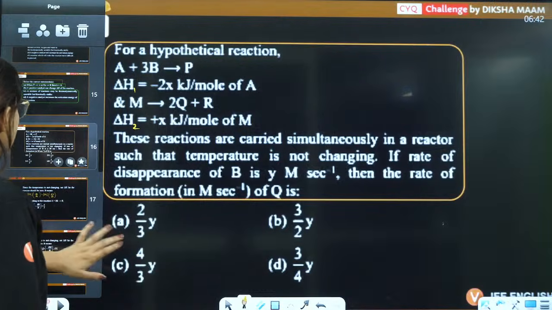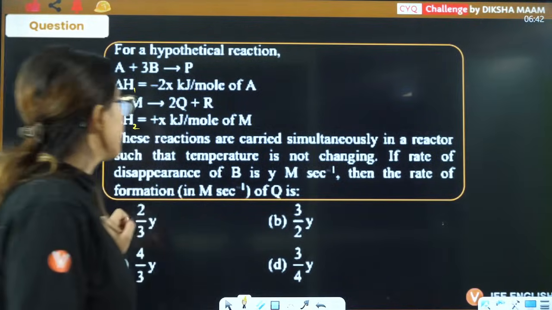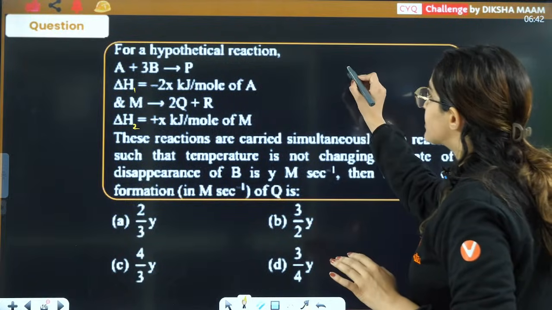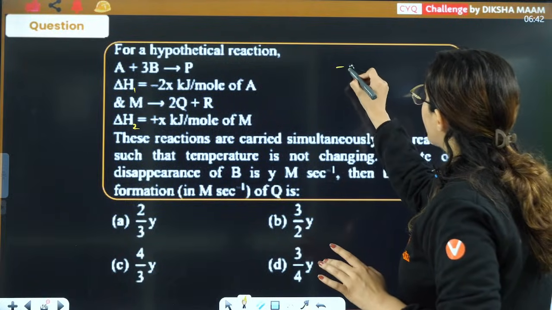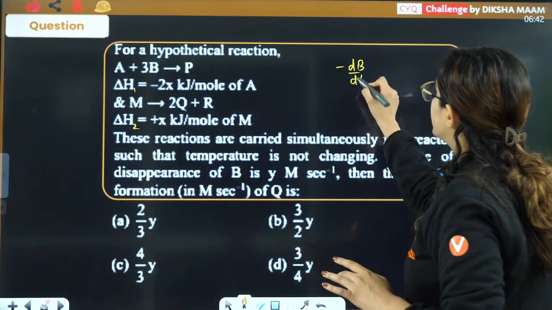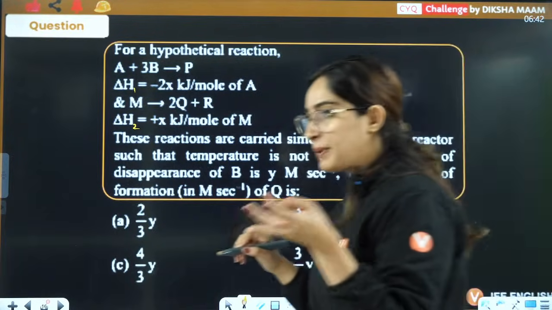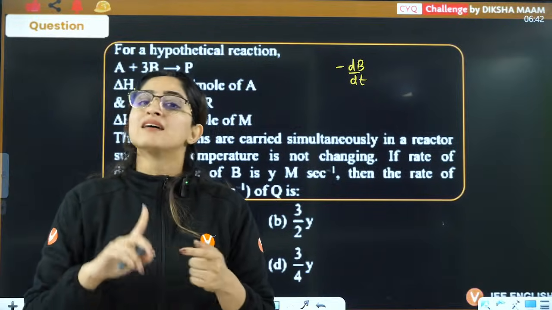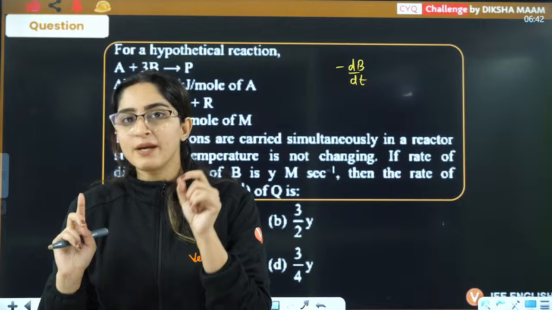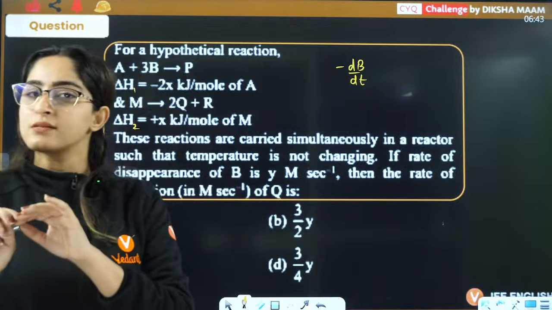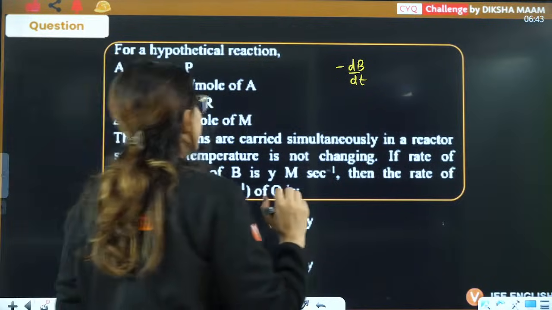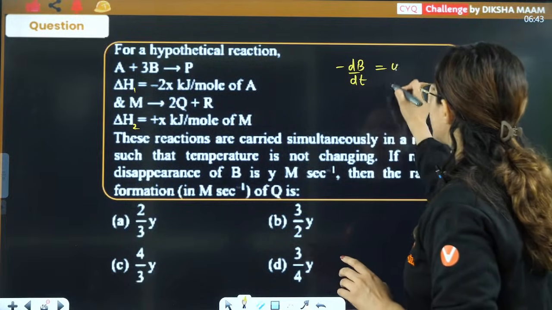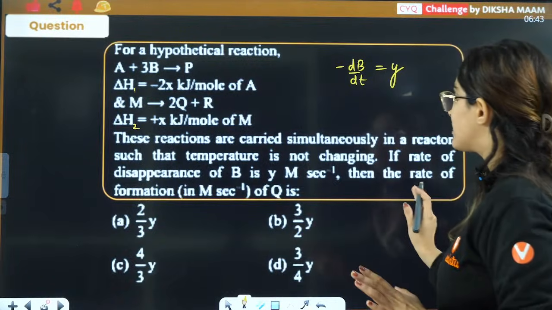Acha. Once it is done, then what is given to you? The rate of disappearance is given to be y. That means disappearance is minus dB by dt. Now, whenever you write rate of appearance, disappearance, you never divide it with the stoichiometry. Remember, rate of reaction is divided by stoichiometry. Appearance, disappearance is never divided by stoichiometry. So, you'll write it minus dB by dt is equals to y. That is given in the question. So, in terms of y, you have to answer it.